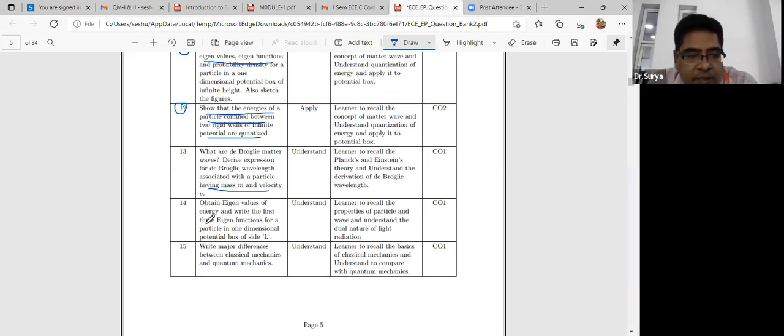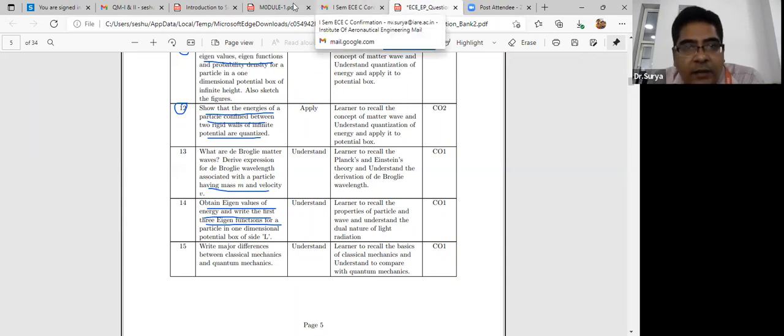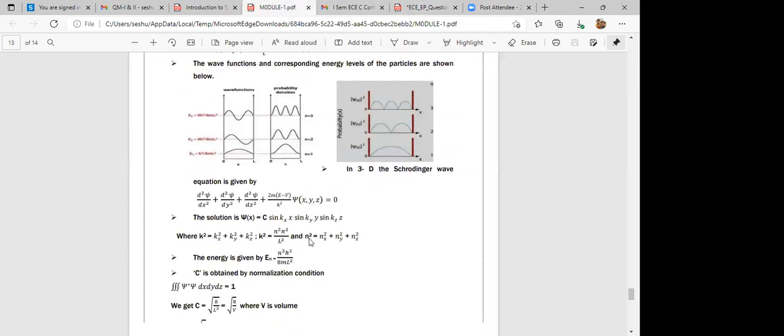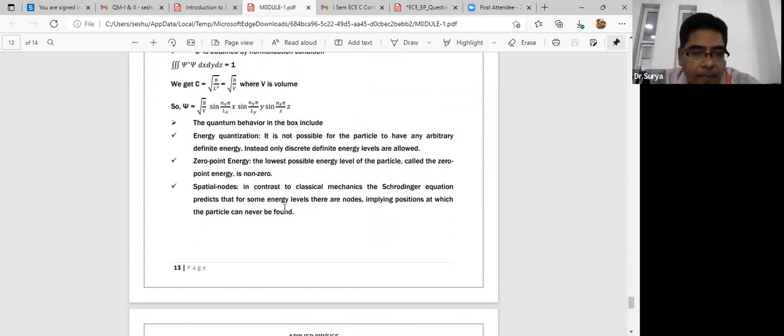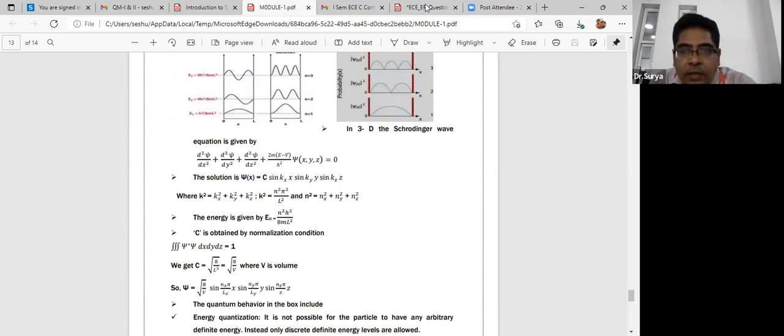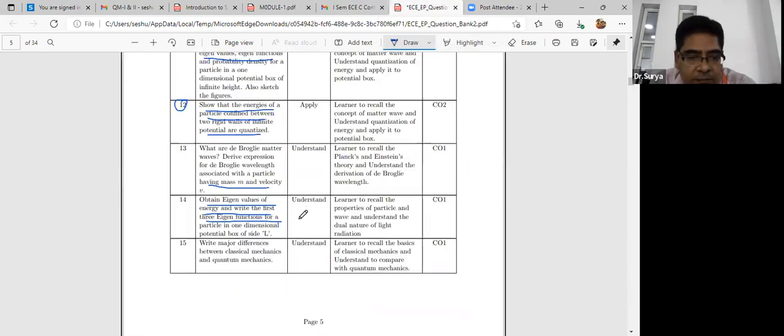Okay. Next question is: obtain eigenvalues of energy and write the first three eigenfunctions for a particle in a box of side L. I'll tell you how to write the eigenfunctions and eigenvalues. So based on this, we have to see here. I'll tell you how to write the eigenvalue and how to go for the eigenfunction.